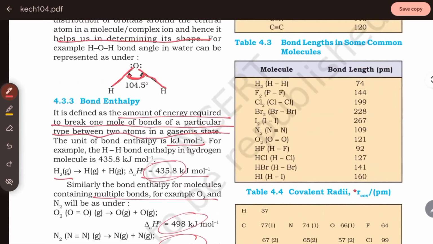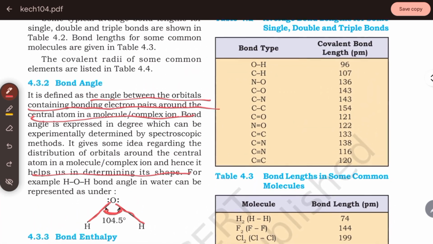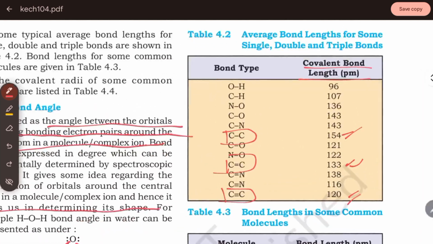Okay, so let us see the data about single covalent bond and double covalent bond, and how the bond enthalpy is increasing. See, CC triple bond has 120, CC double bond has 133. Now why is it so? There are other factors: size matching, overlapping, reactivity of pi clouds. You will study organic chemistry, there you will learn better. But here, covalent bond length is in picometer. So this is the bond length.